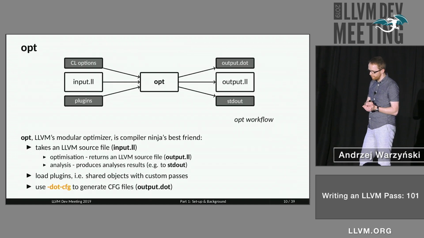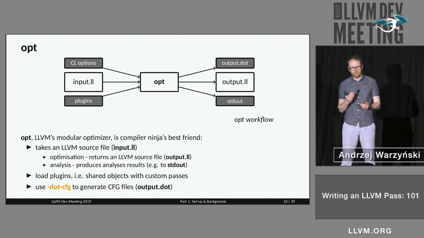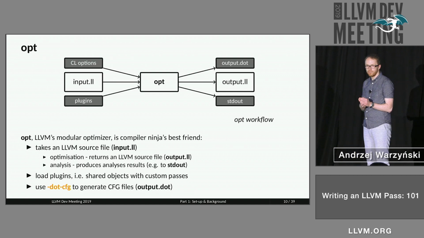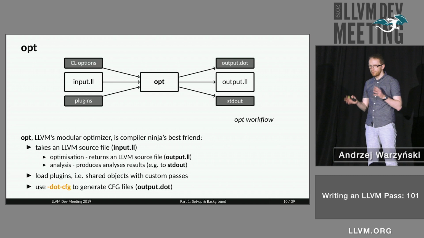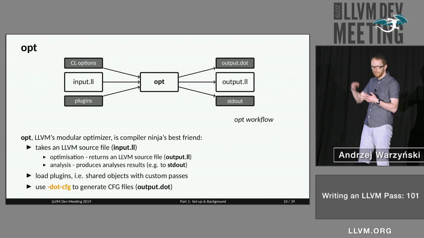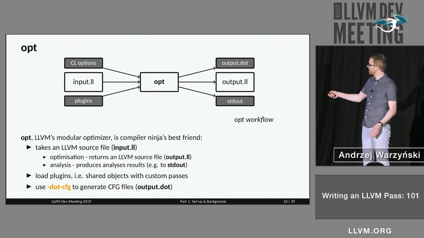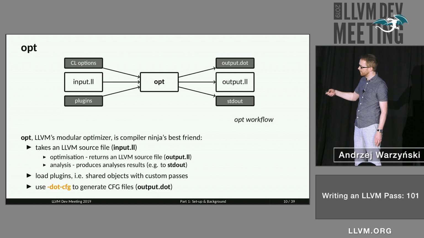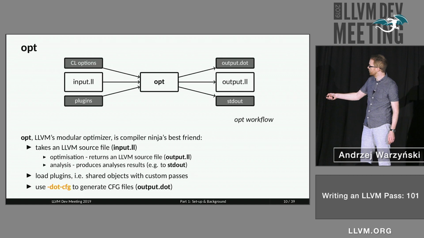Finally, we need something to load our passes. For that, we'll be using opt. Opt is LLVM's module optimizer. It's your favorite tool. It has plenty of command line options and it's very powerful. It's basically your compiler stripped of a lot of the driver stuff and other things which we don't really care about for the sake of this. The way it works, you normally provide an input file, an IR file, and then you either transform it or you just analyze it, and it'll always output the IR file. We will be loading plugins, so that's what we will use.